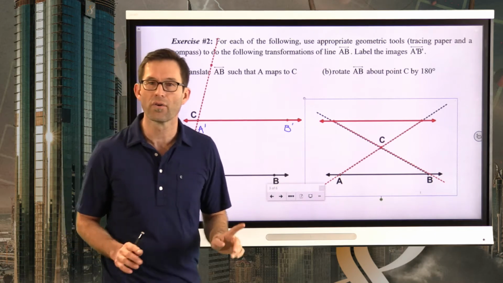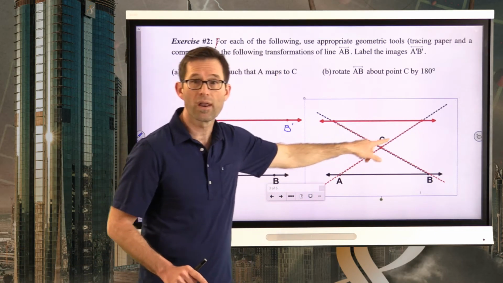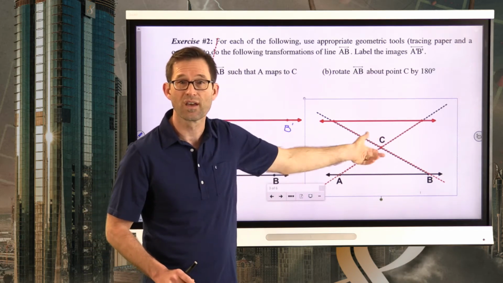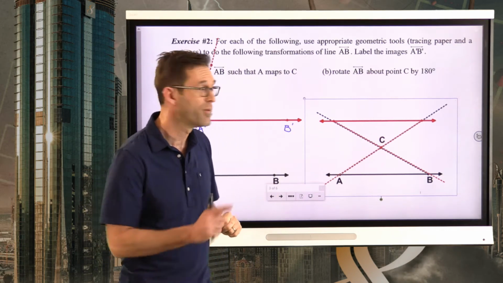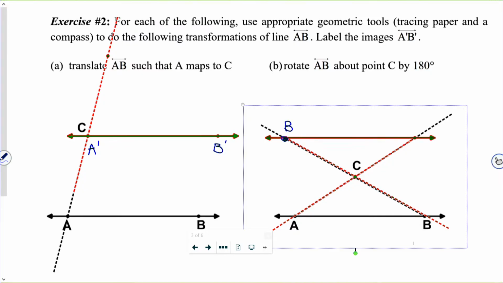All right, mine didn't work out quite perfectly, but good enough. I rotated it 180 degrees, and I know it's rotated 180 degrees because a 180-degree rotation will take a line and just kind of lay it on top of itself. Now, granted, this time, right here, this is B prime, and this is A prime.